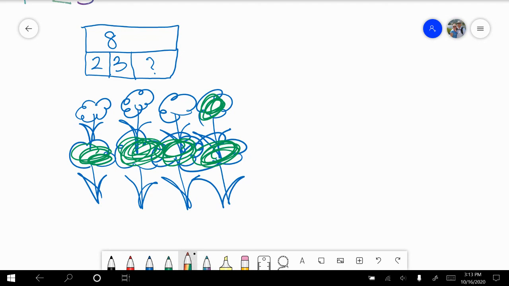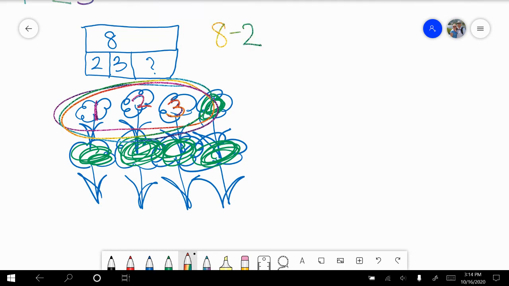So how many flowers are still in the garden? Right here. 1, 2, 3. So we have 8 minus 2 minus 3 equals 3.